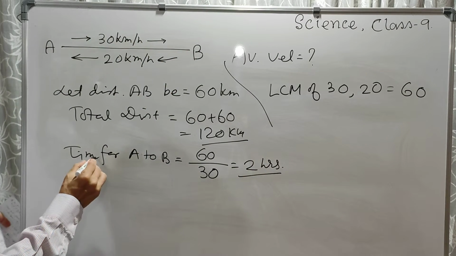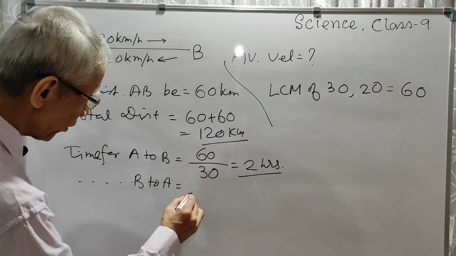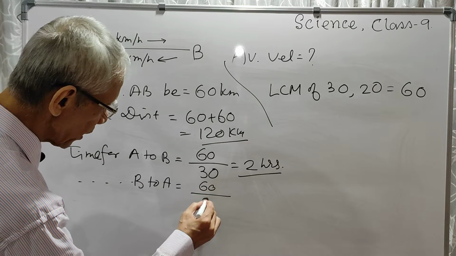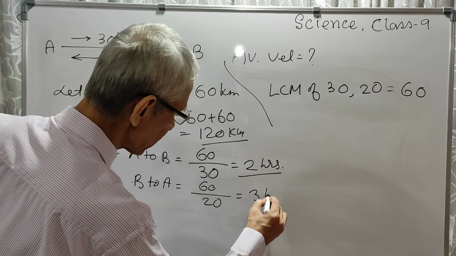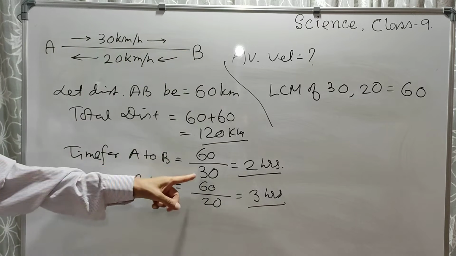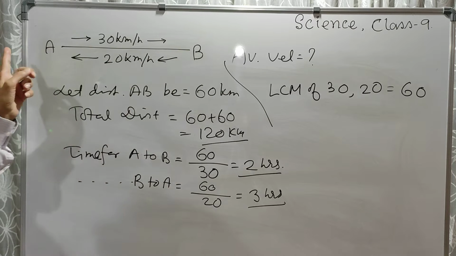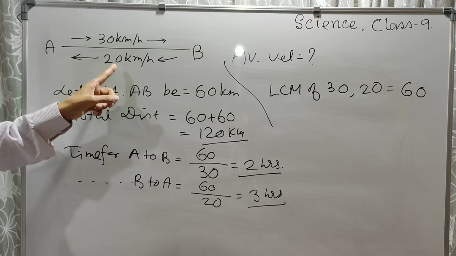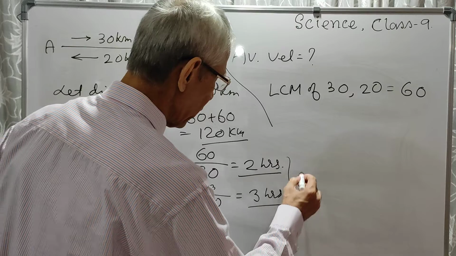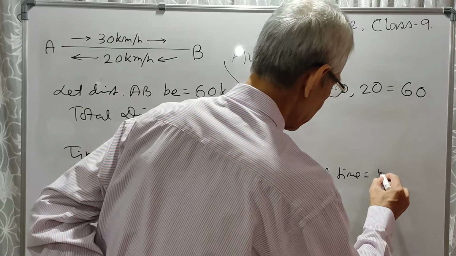Then similarly, the time for B to A. Again the same formula, distance by speed. B to A distance is 60, speed is 20. That means 3 hours. So the time from A to B is 60 by 30, that is 2 hours, and the time from B to A, the backward journey, is 60 by 20, 3 hours. So the total time is 3 plus 2, 5 hours.